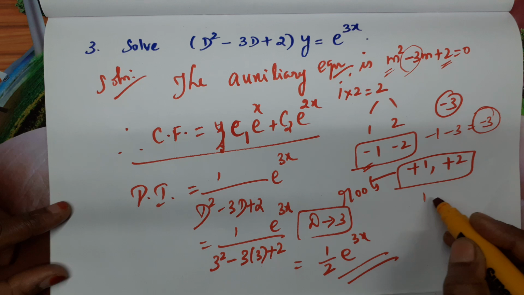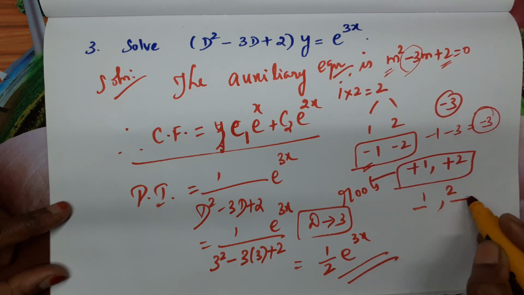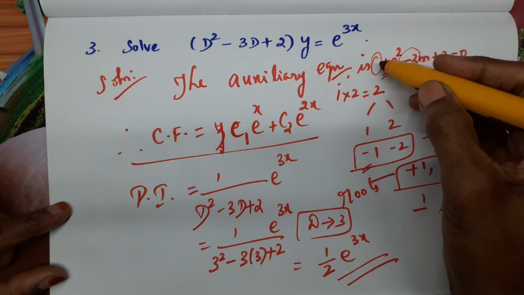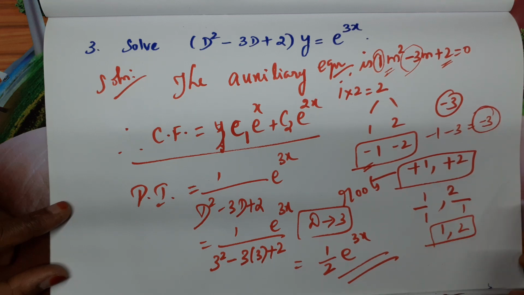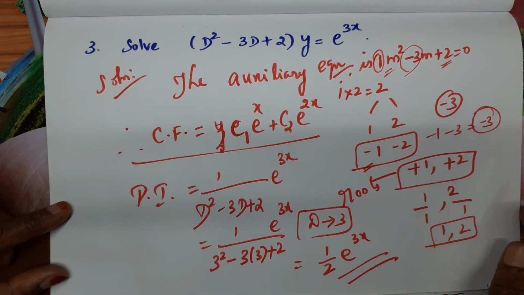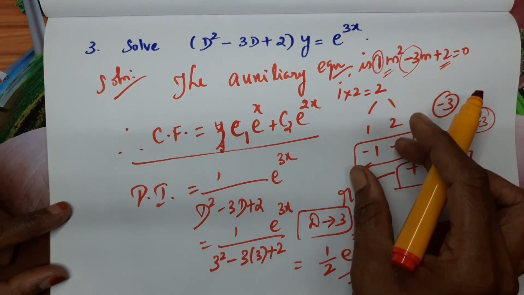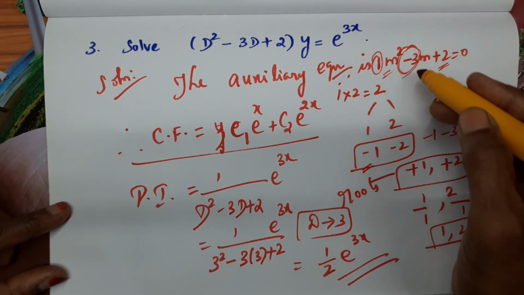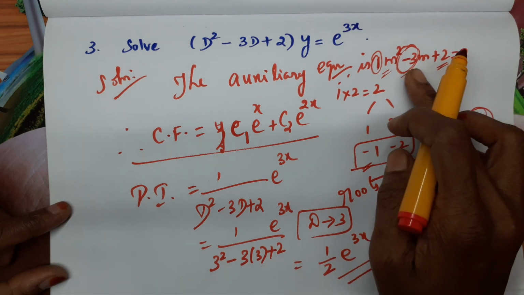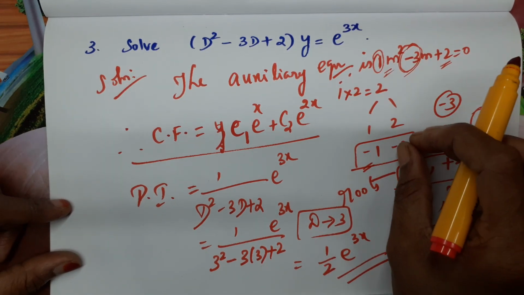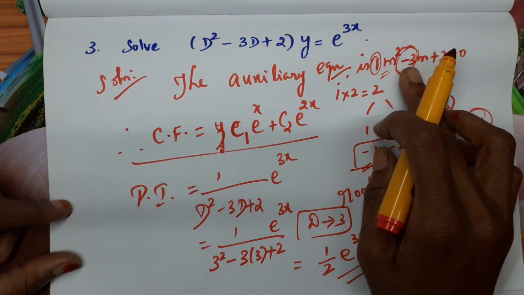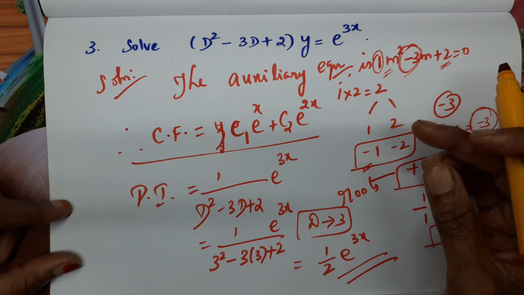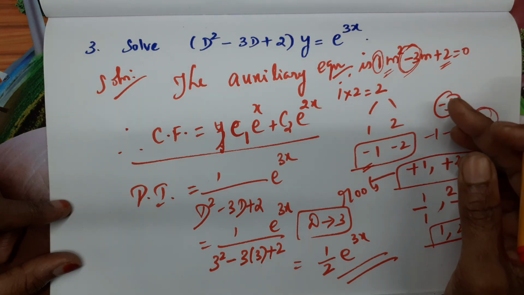What is the next thing I said? Plus 1, plus 2 has to be divided by the coefficient of m squared. Here the coefficient of m squared is 1, so 1 by 1, 2 by 1. So the roots are 1, 2. This is a shortcut method for finding the roots if you are able to get the factors and compare with the coefficient of m. If you are not able to get this, then you have to either factorize or use the formula method.